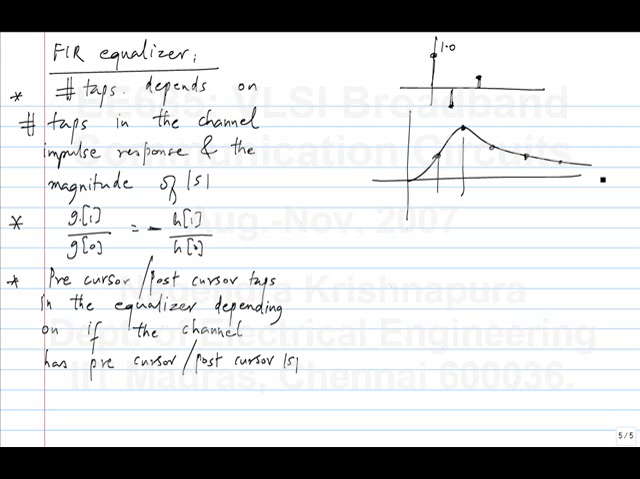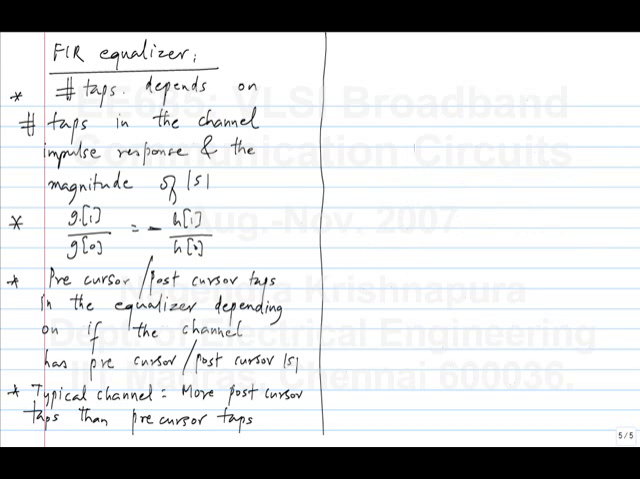Why is that? What is that type of response called? I mean, why do responses look like this and not like this? Think about it. It can have a precursor ISI. It can have a lot of precursor ISI also, but typically the number of post-cursor taps is much more than the number of precursor taps.